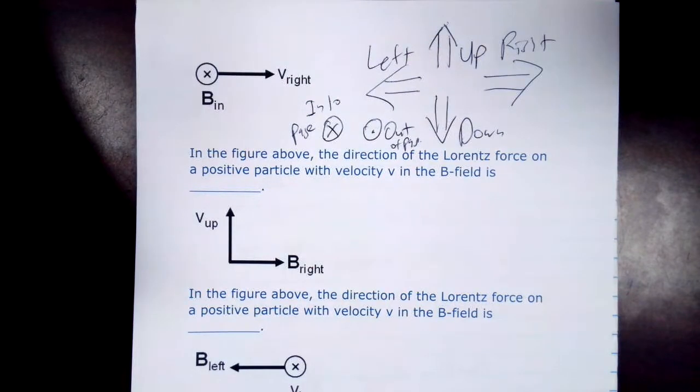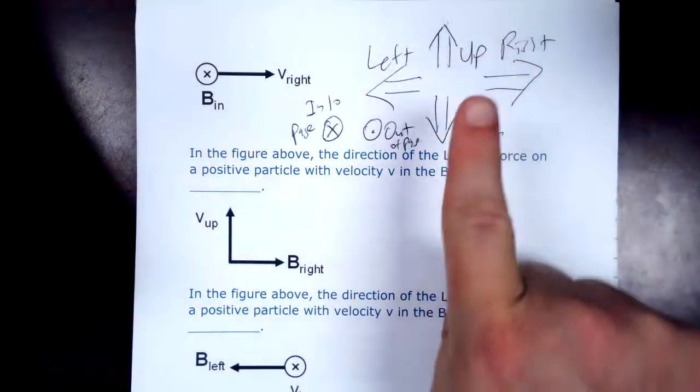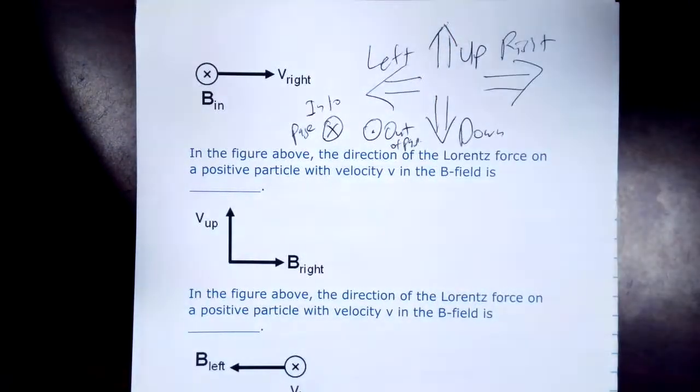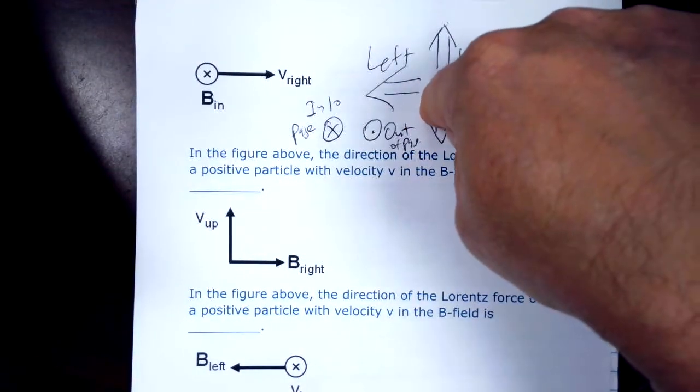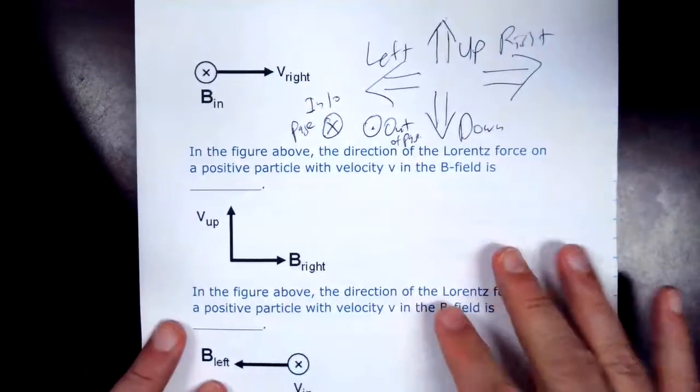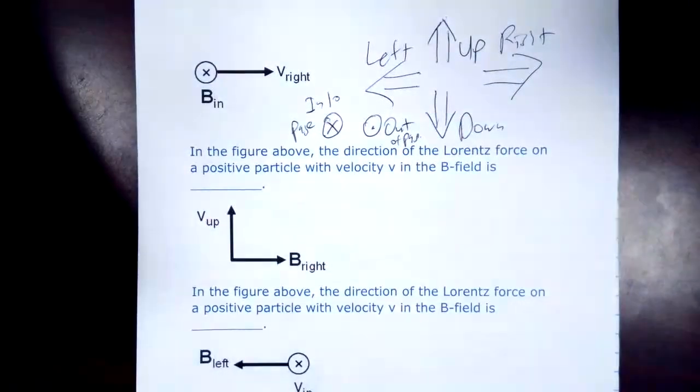So I think that's what gets people, because what you mean by up and down can be a little vague. So what we mean is you are looking at the piece of paper or the screen right in front of you. So up is going up the page, down is going down the page, or up the screen, down the screen. And into the page is the X, so going in, and out of the page is the circle, so it's pointing out.